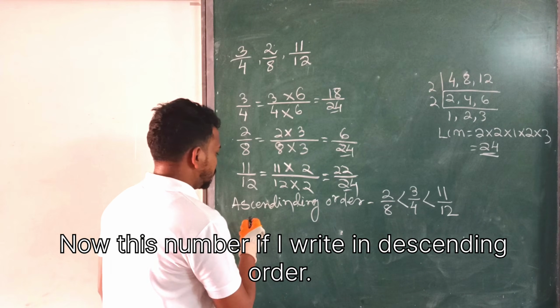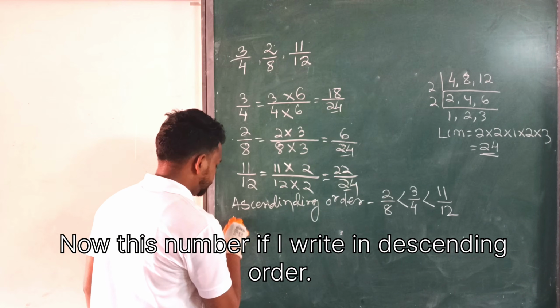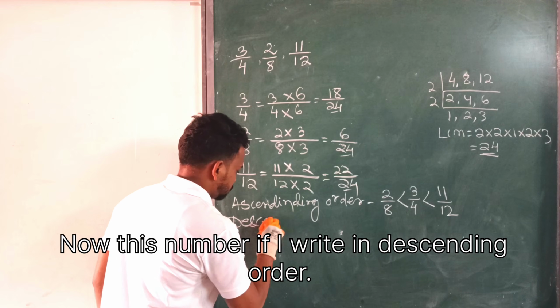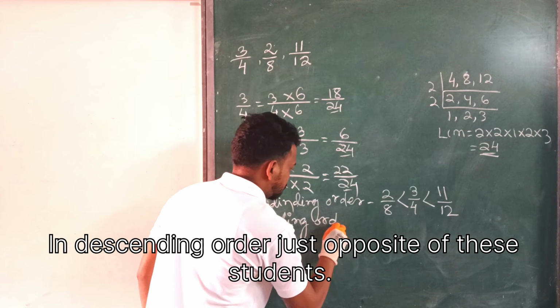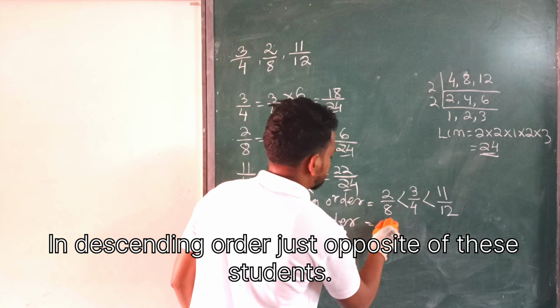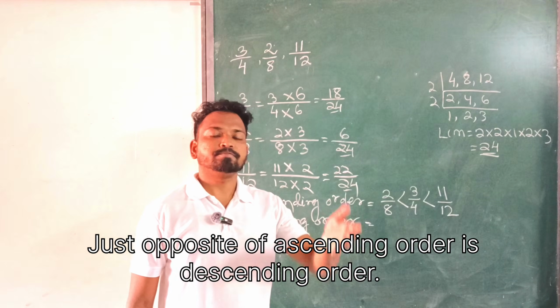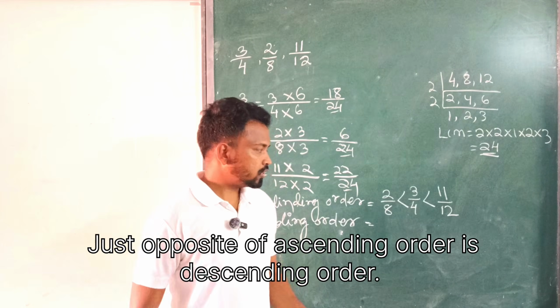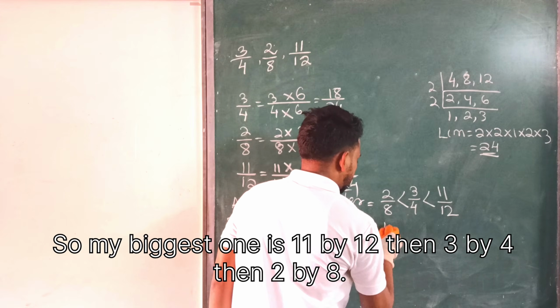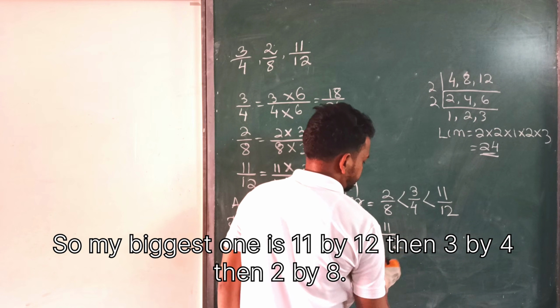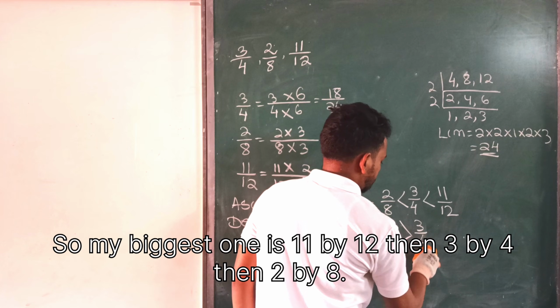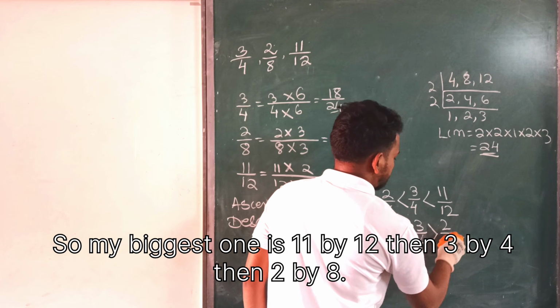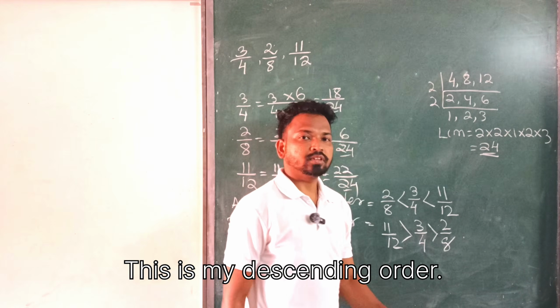Now these numbers, if I write in descending order, just opposite of this students, just opposite of ascending order is descending order. So my biggest one is 11 by 12, then 3 by 4, then 2 by 8. This is my descending order.